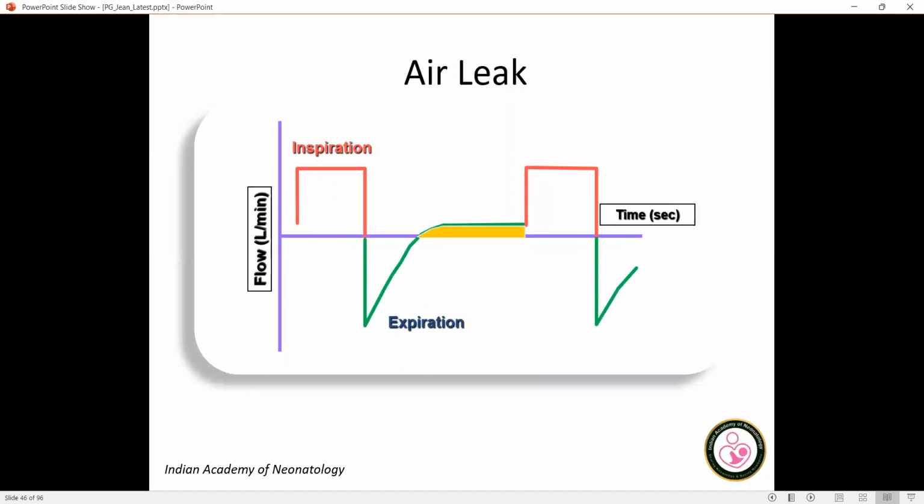So this is air leak. What is the problem with air leak? We know we are using only uncuffed endotracheal tubes, so there will be some degree of leak. But most of this leak occurs during inspiration when the pressure is high. Leaks are easiest to recognize on the VT waveform, that is the volume waveform, and the pressure volume or flow volume loop. But we can also see it in the flow waveform if we go through it carefully.